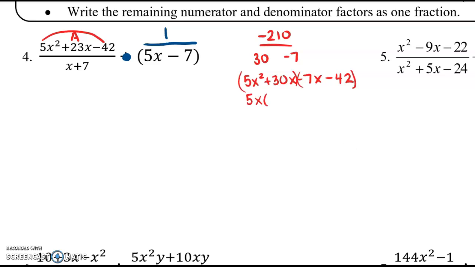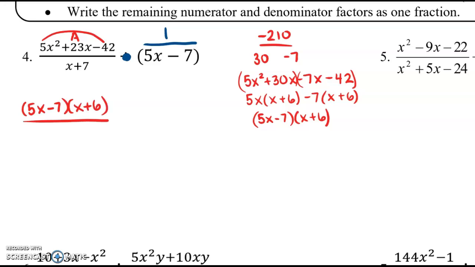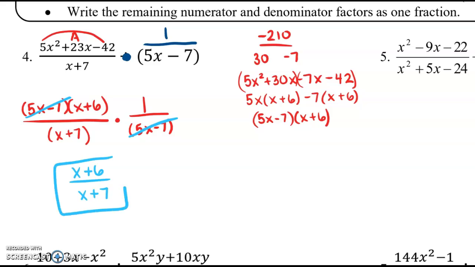Pull out a 5x, leaves me with x plus 6. Pull out a negative 7, leaves me with x plus 6. So that numerator factors into 5x minus 7 and x plus 6. So that's what the numerator is. My denominator I can keep exactly the same, and that's going to be x plus 7. And remember, I did keep, change, flip and made it 1 over 5x minus 7, which is good because that means that I can cancel the 5x minus 7s. So my answer is x plus 6 in the top, x plus 7 in the bottom.